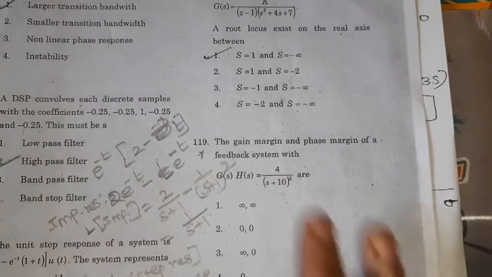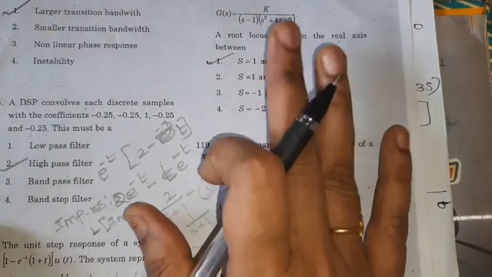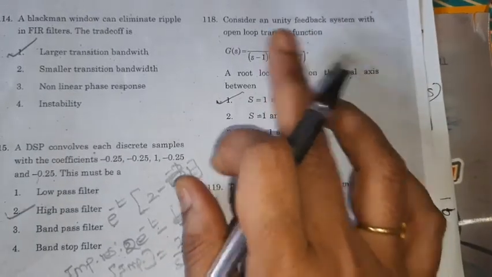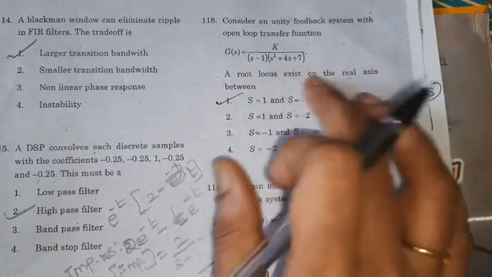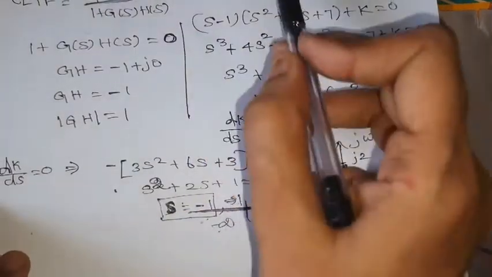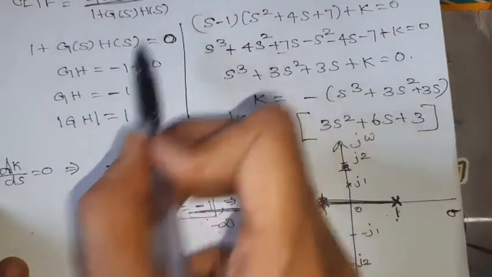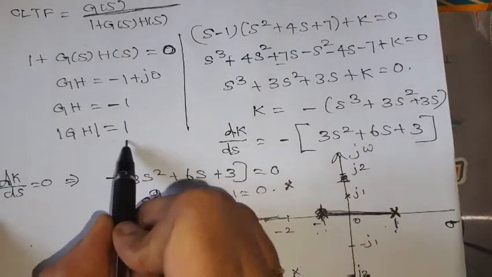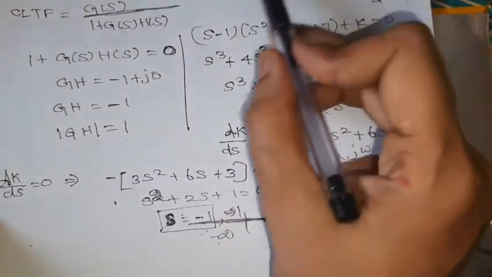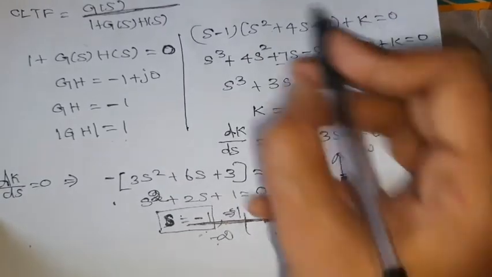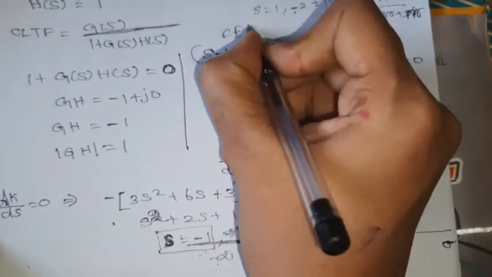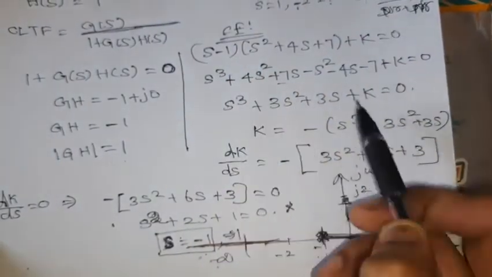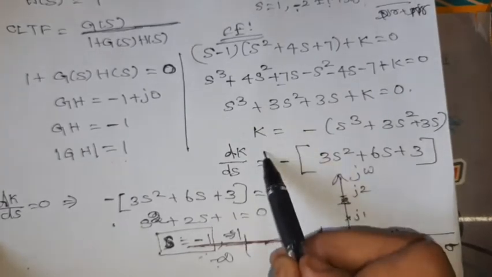So first we have to find out the closed loop transfer function. It is a unity feedback system, so we can easily find out the closed loop transfer function by adding the numerator value to the denominator. So we are getting the characteristic equation. Characteristic equation is 1 plus GH. I am explaining this in detail, how we get mod GH is equal to 1. So substituting, this is the characteristic equation equal to 0.